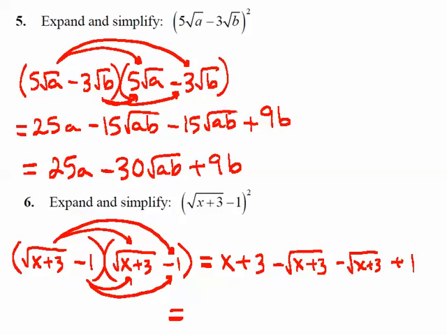At that point, like terms. Yep, x does not have a like term. We'll write that down. But you do have the 3 and the 1. Those are like terms. It changes into a 4. And then these guys are like radicals. So negative of this and another negative of that makes 2 negatives of that.